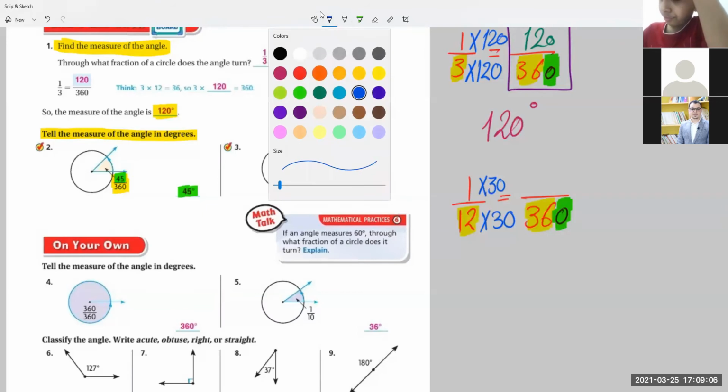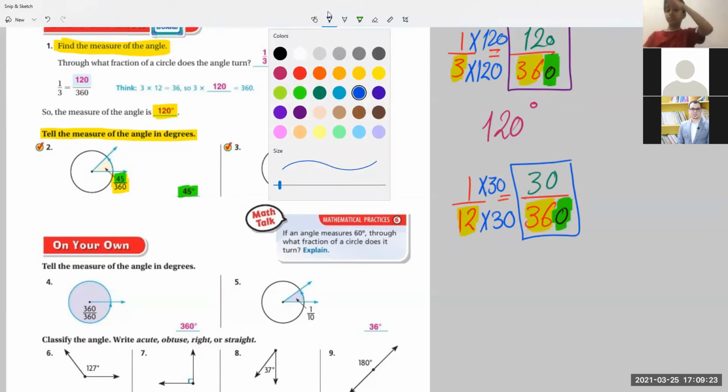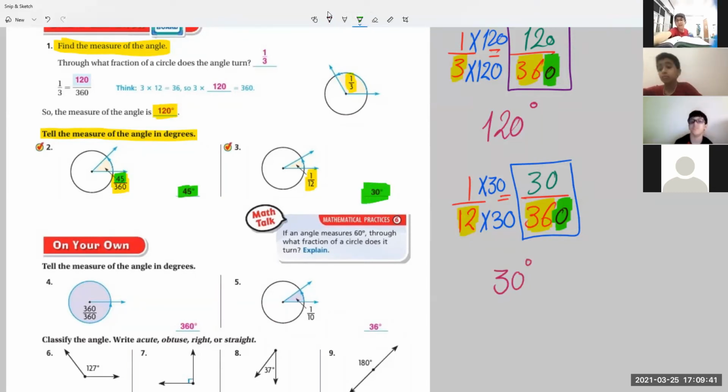We multiply it down and up. Okay, so it will be 30 up, right? Yes. So that's our fraction. Now we have 360 as denominator. So now we can write it directly with degrees. So what is the angle here? Yeah, it will be 30. And don't forget to put the degree sign. So it will be 30 degrees.